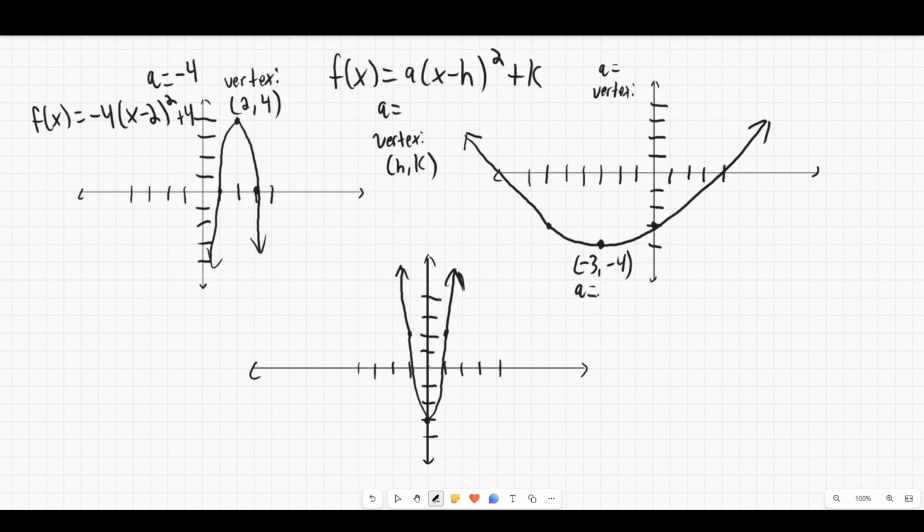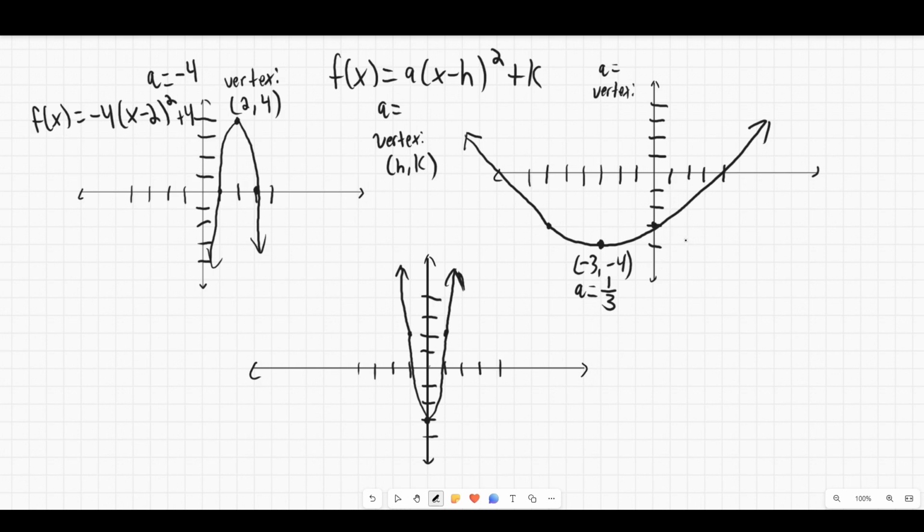My a value, let's check. I end up going up 1 and to the right 3, up 1 and to the left 3. So my a value is 1/3. I'm stretching it out. So it actually works better to go vertical first. Here I went down 4 to the right 1, down 4 to the left 1, down 4 over 1. Here I'm going up 1 over 3, up 1 over 3. So that is where my a value comes from.